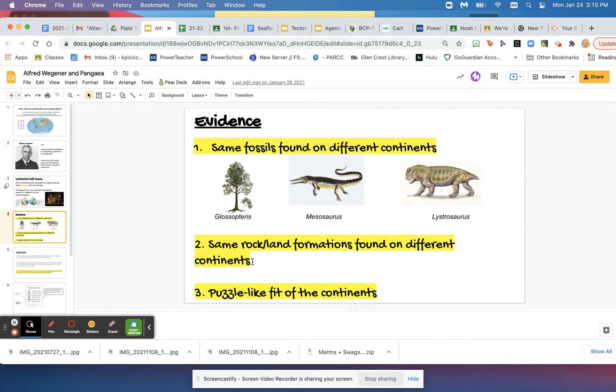Similarly, he also said that there was rock and land on different continents that was really similar and of a similar age. And then he said, if you look at some of the continents in our world, they fit together like a puzzle. They can actually make sense in how they fit together. So what you're going to try to do today is see if you think his theory holds up. Unfortunately, at the time, a lot of people did not believe him. But eventually, and now we know that his theory is true. But we're going to look at it and see if we can support his theory today.